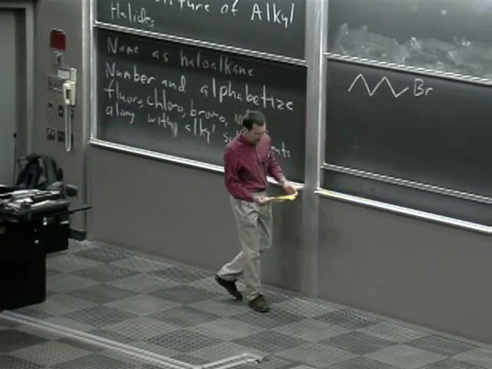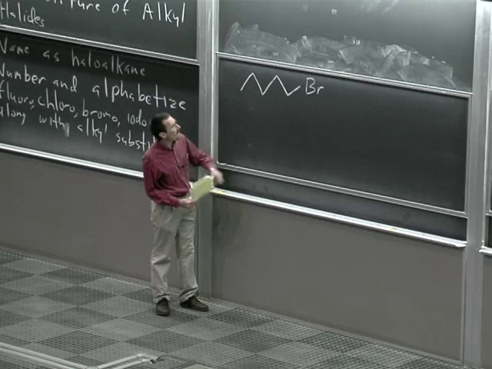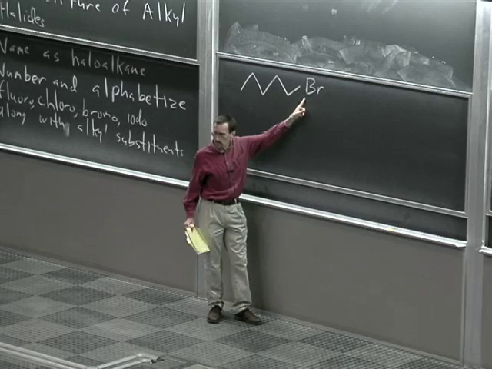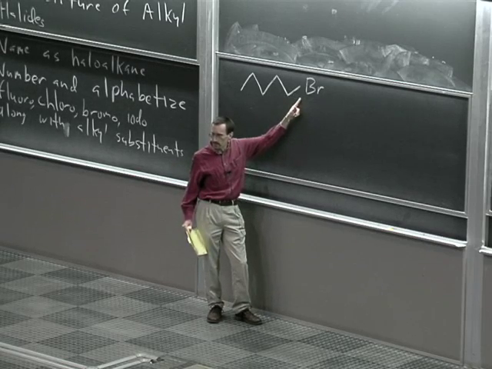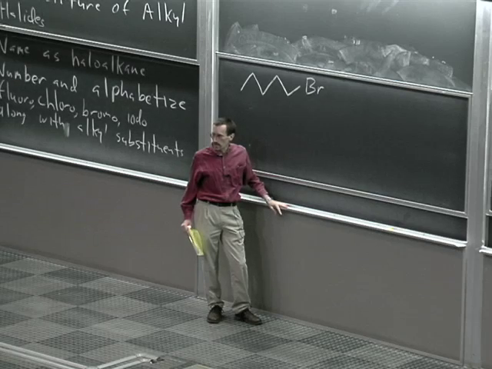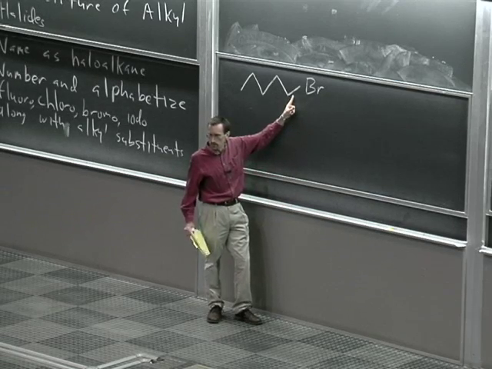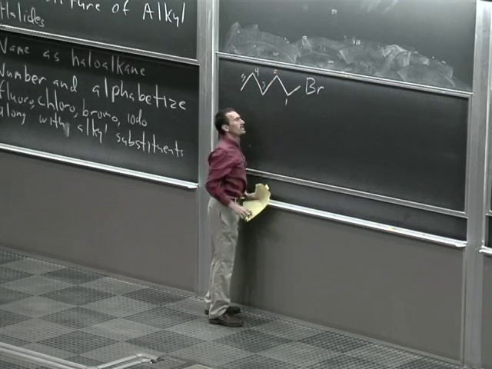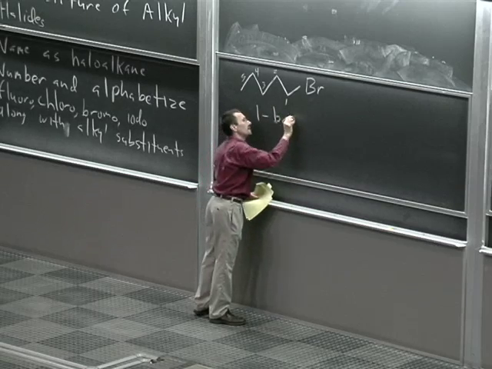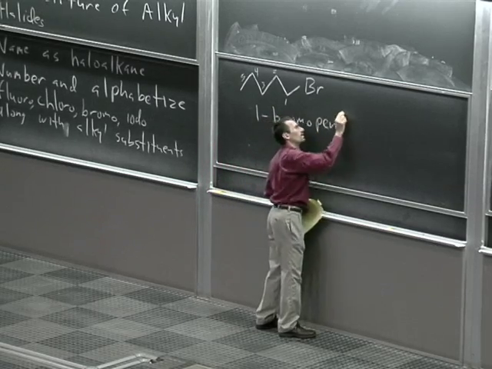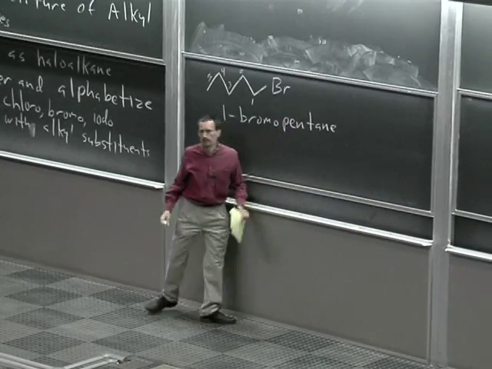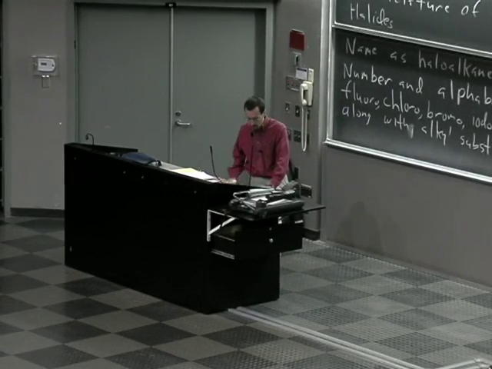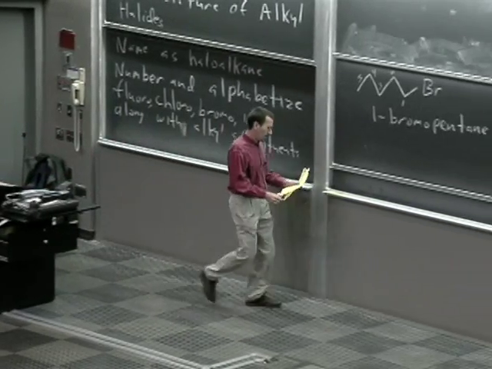So this compound here, we would say, okay, we have a 5-carbon chain. We have a bromine substituent. We can number the chain from either direction, but we're going to number this chain to put the bromine at the lowest position. In other words, we're going to number 1, 2, 3, 4, 5. This compound is 1-bromopentane. And if the bromine were at the second position, we call it 2-bromopentane. Here's another example.